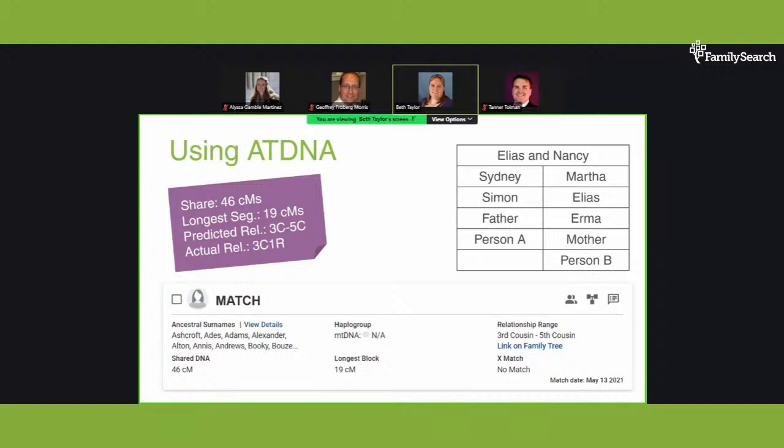So in this case, they both descended from a couple named Elias and Nancy, and it turns out that they're 3rd cousins once removed. So with using autosomal DNA, you'll want to get comfortable with those terms like what's a cousin removed, what's a half cousin removed. Those are terms that are going to be important with DNA because the more DNA that you share, the closer the relationship, but sometimes those relationships can be in different generations or be from a half relationship.